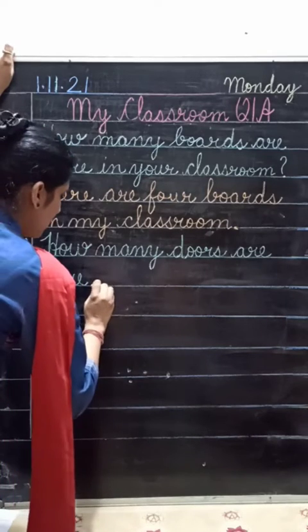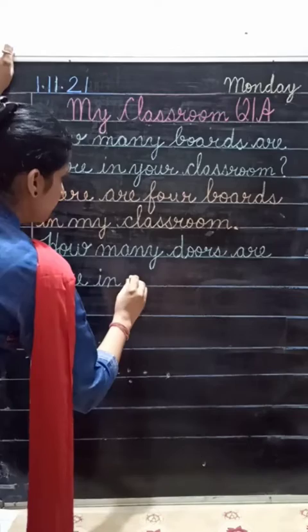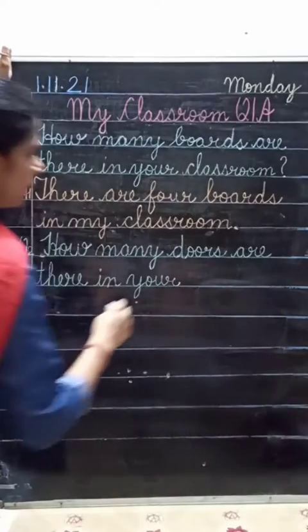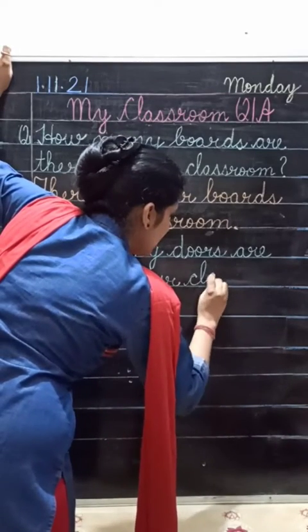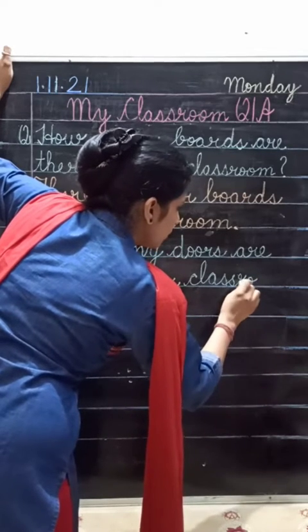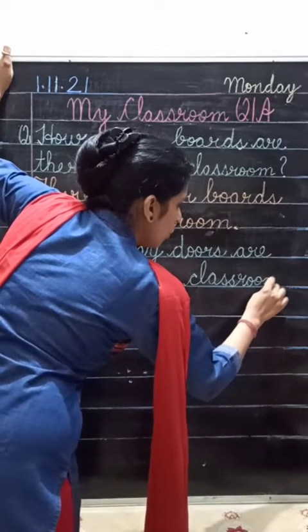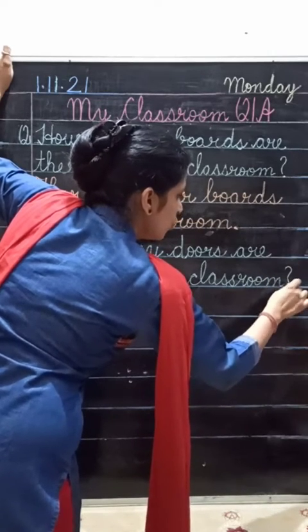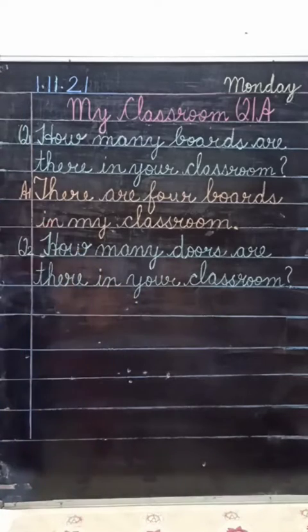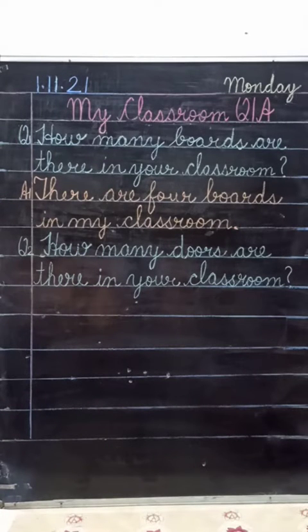T-H-E-R-E, there, in, I-N, in, your, Y-O-U-R, your, classroom, C-L-A-S-S-R-O-O-M. Put a question mark here. How many doors are there in your classroom? Tell me. Yes, very good. There are 2 doors in my classroom. Very good.